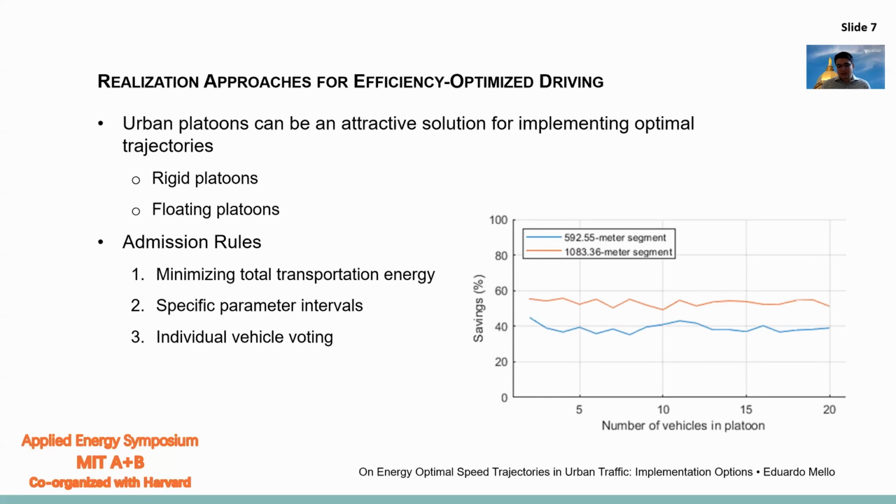Here on the right, you can see the savings obtained for a rigid homogeneous platoon with sizes varying from 2 to 20 platoon vehicles, and you can see that the savings are between 40 to 55% across the board. One important aspect of those floating platoons and also the rigid platoons are the admission rules. What vehicles can we accept in this formation? We're going to suggest three different rules for accepting those vehicles.